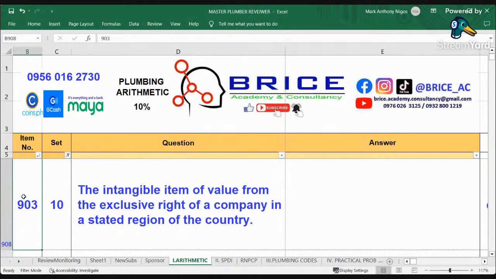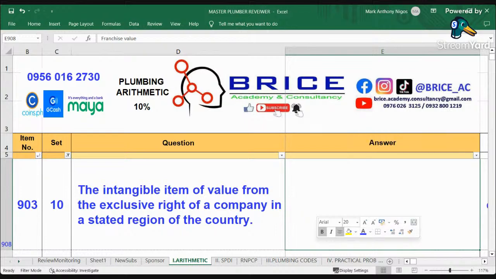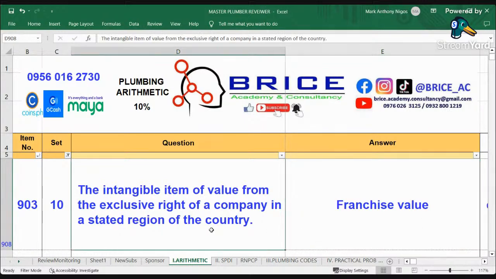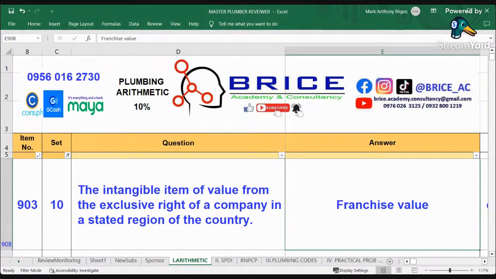The intangible item of value from the exclusive right of a company in a stated region of the country. The answer is what? Franchise value. Intangible item of value from the exclusive right of a company in a stated region of the country. The answer is franchise value.